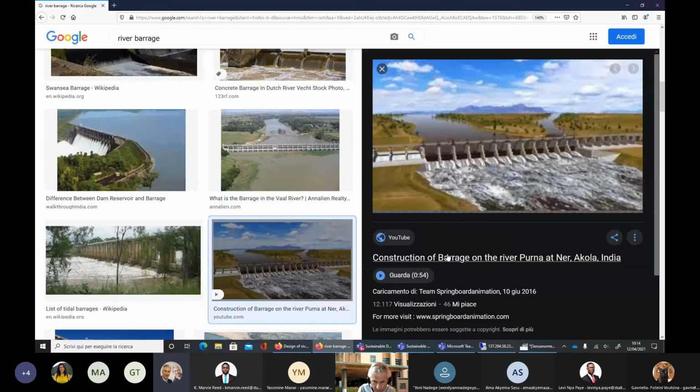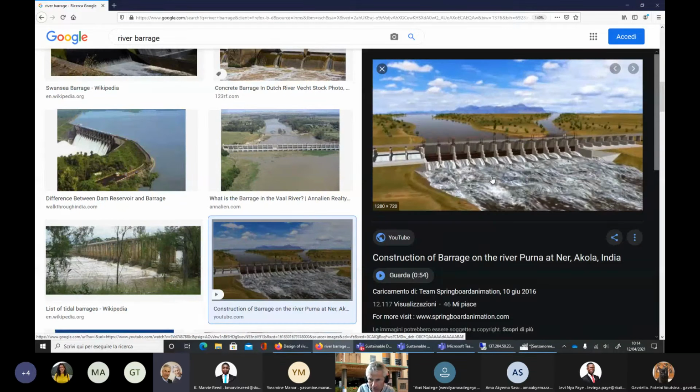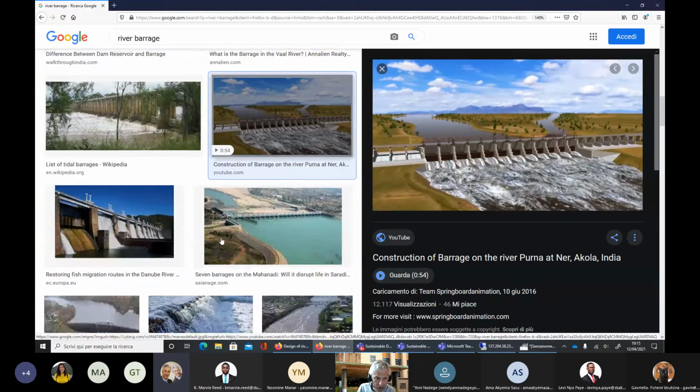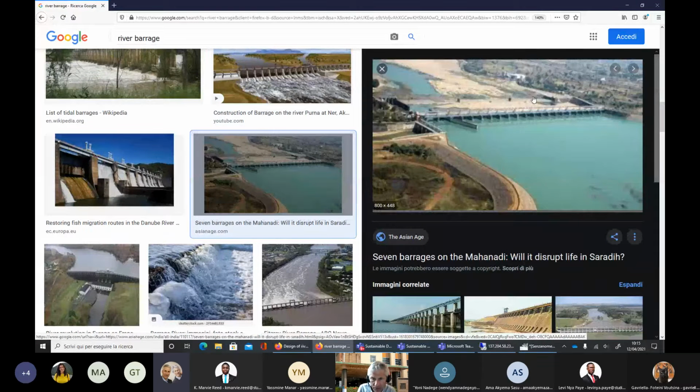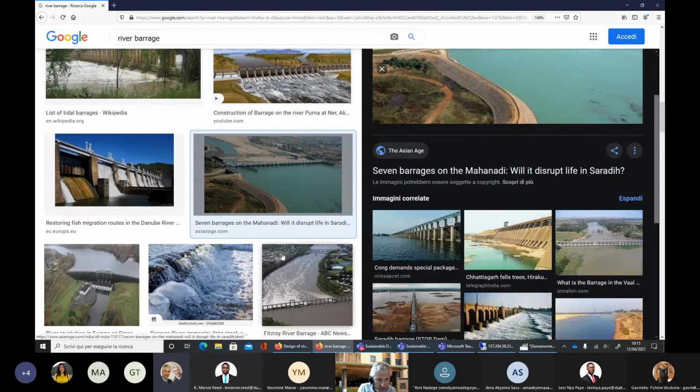This is a big barrage. You see the difference between the water level upstream and downstream. Upstream, you have a kind of lake, so a more stable level. Downstream, you have more variability. Okay, this is a rendering, it's not a picture. And here you have another example. Here upstream is on the part of the picture that is directed towards me, I think, because I see more water, I'm not really sure.